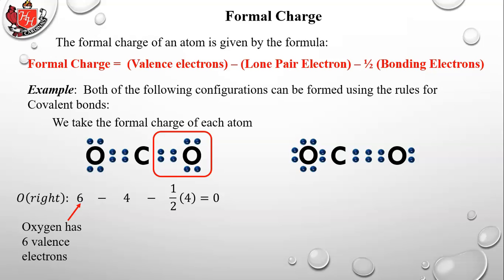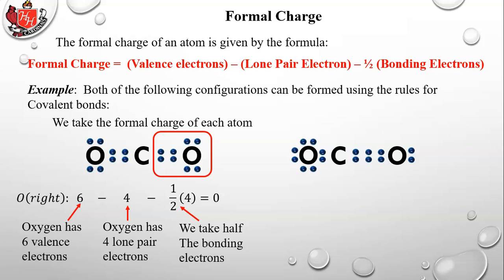The next 2 numbers have to do with what it has inside the chemical bond here. So it doesn't have any lone pair electrons, it has 4 lone pair electrons inside of that bond, the 2 on the top and the 2 on the bottom. And then it has 4 bonding electrons with the carbon, and you take half of those. Again, add those up and you come out with 0.